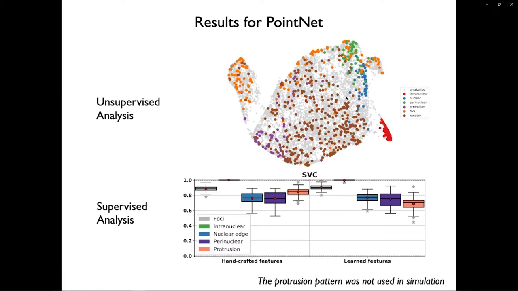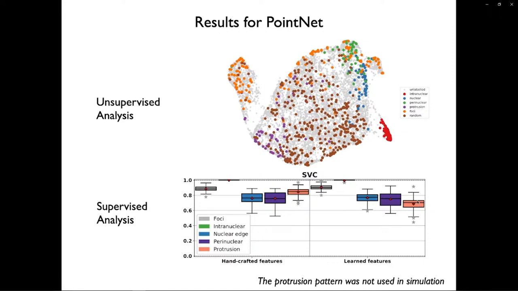That's very promising, but we also wanted to put numbers on this, and we did a supervised analysis this time. We asked whether we can classify each cell into one of these classes with the encodings. Here we compare the handcrafted features with the learned features. For most classes they are more or less equivalent. So deep learning gets a very good encoding just by simulation, without any other definition of features.